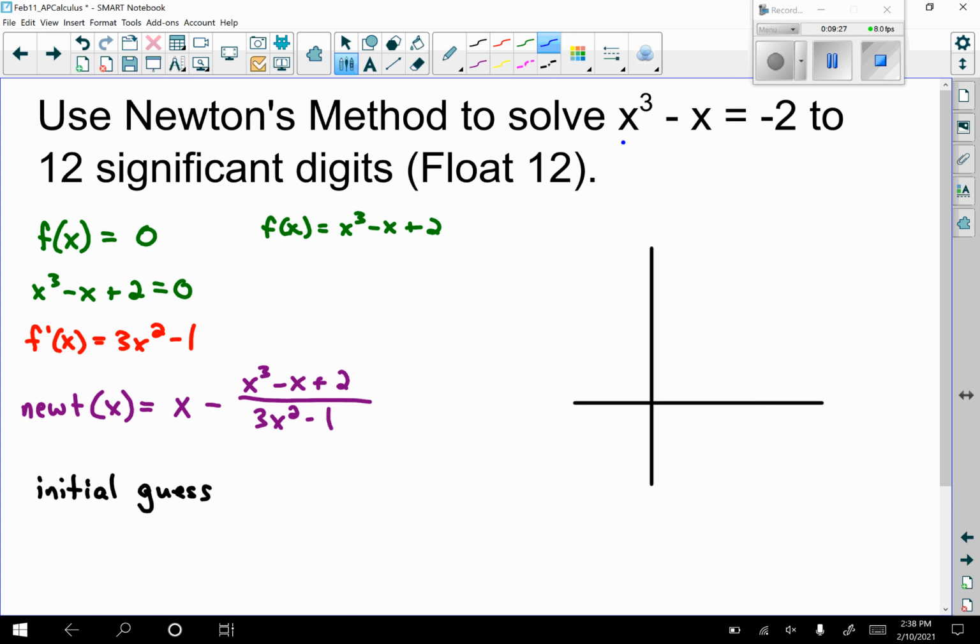Now, for the graph, I'm going to treat these as two separate functions. So first I want to take a look at y equals x cubed minus x, and then I want to graph y equals negative 2. For y equals x cubed minus x, I'm going to factor this into x times x squared minus 1. So then this becomes x, x plus 1, x minus 1. So if I were to find those zeros just of the x cubed minus x, I know this graph is going to cross at 0, at negative 1, and then at positive 1.